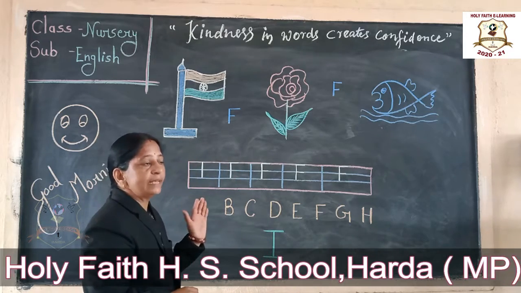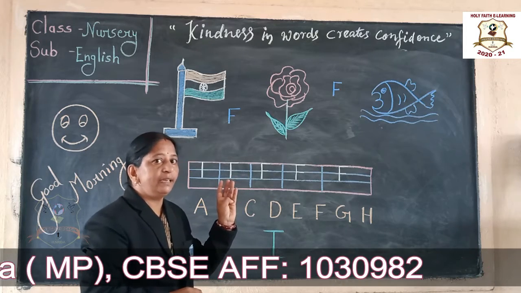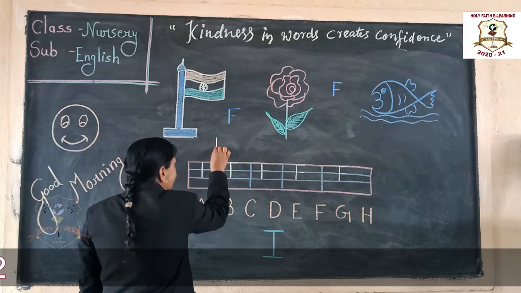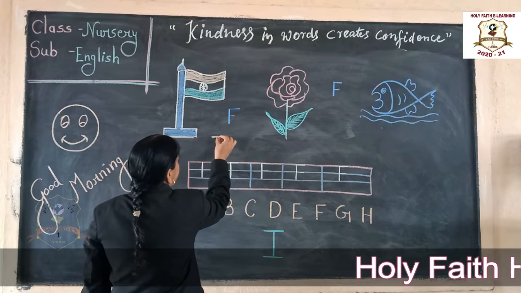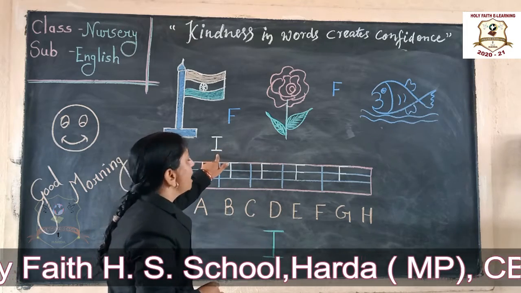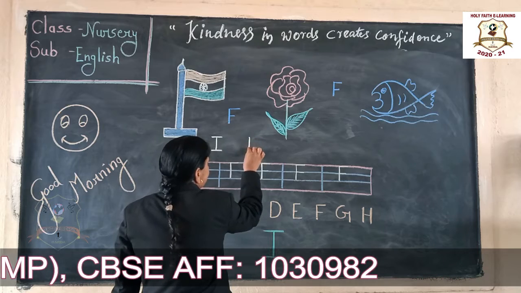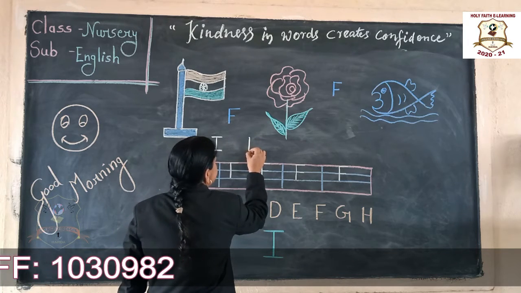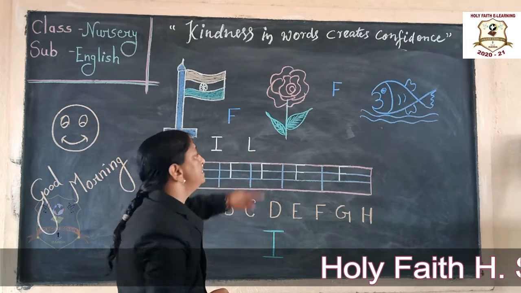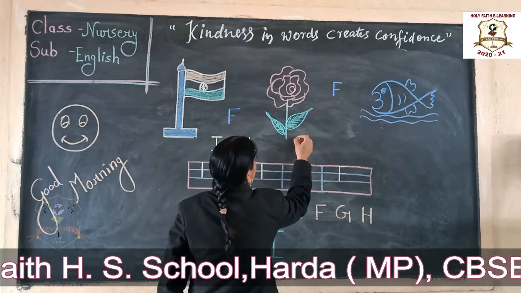Humne previous class mein I, L, T three letters dekhe hain. See the second. I ko kaise likhenge? Standing line. One sleeping line. One more. Standing line, then one sleeping line. This is L. Which letter is this? L. Then T. Standing line and one sleeping line.